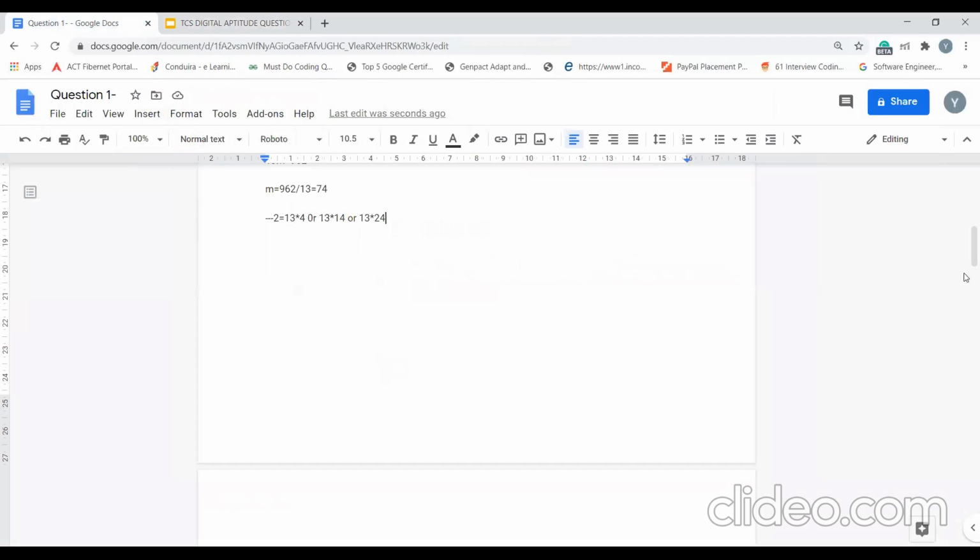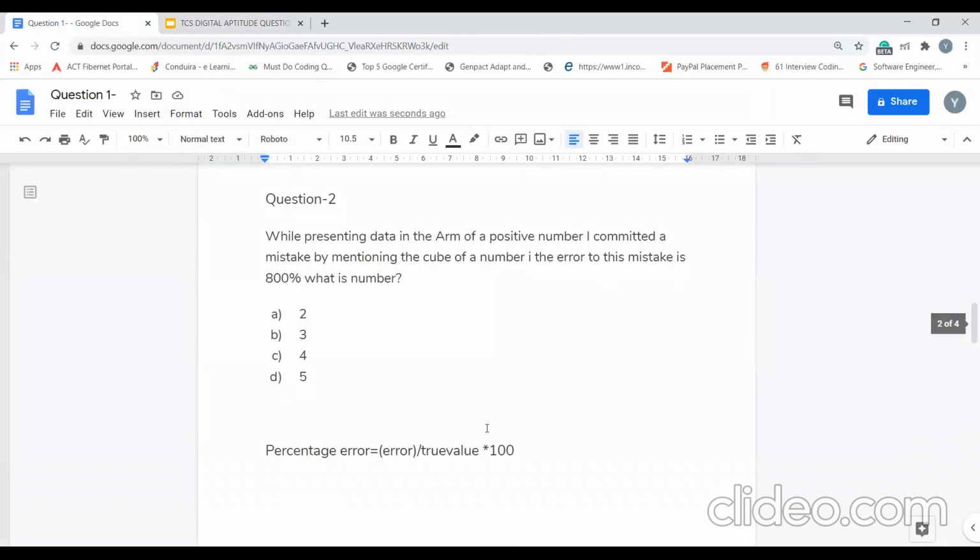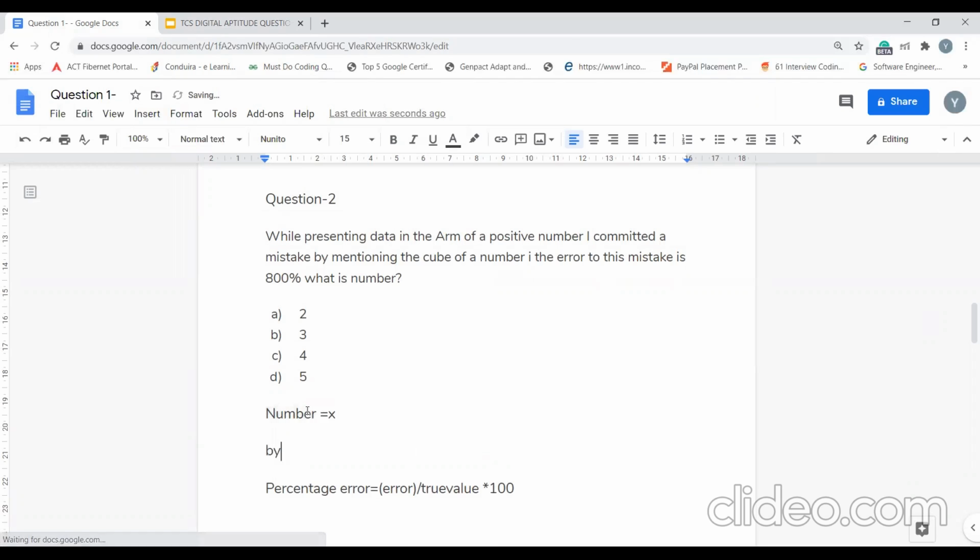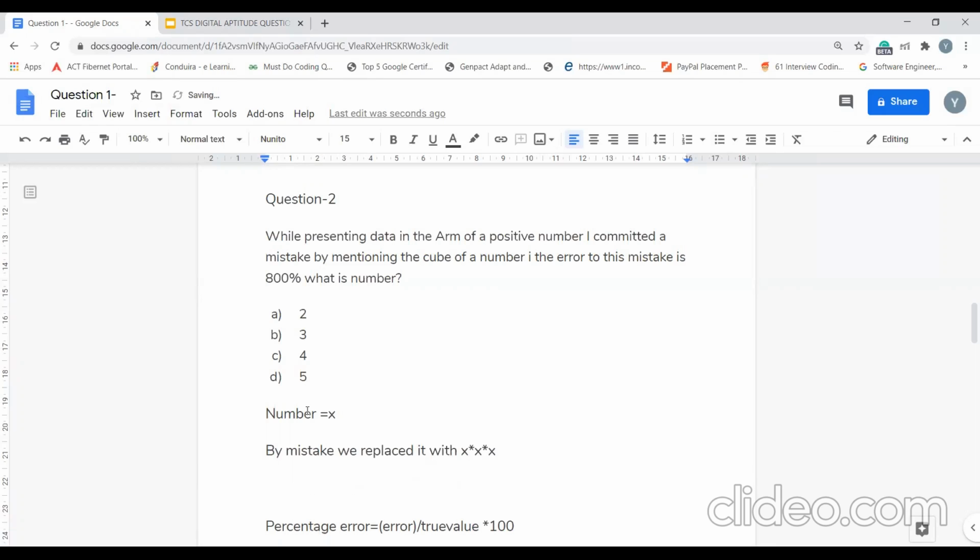So let's solve this problem. Basically, let's consider the original number as x. But by mistake, we replaced it with x cube, x into x into x. So it resulted in the error. What is the error? Error is the difference between the mistaken value and the original value. So x cube minus x is our error.